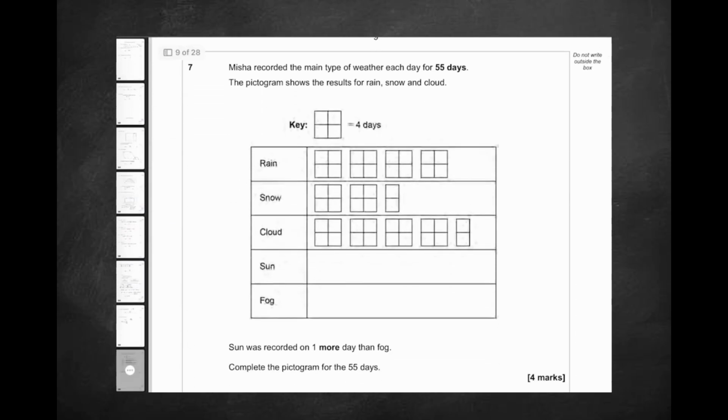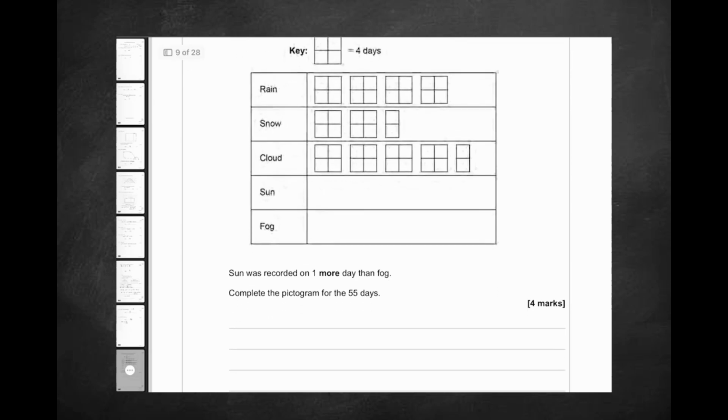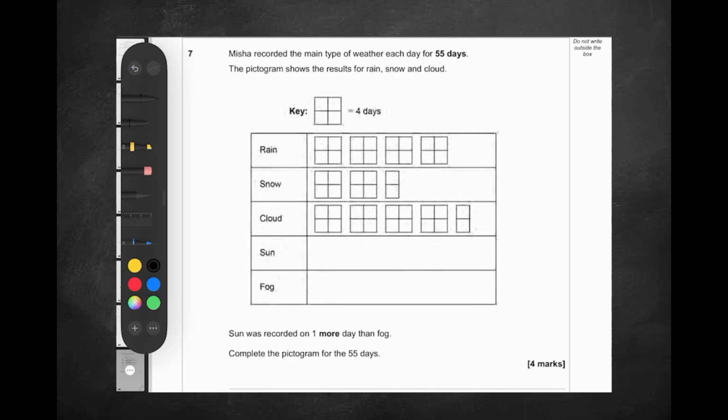And question number 7. Misha recorded the main type of weather each day for 55 days. The pictogram shows the result for rain, snow, and cloud. Sun was recorded on one more day than fog. Complete the pictogram for the 55 days. So, if this is our key and each square is 1 day, then something like this is representative of 2 days, and then 1 square will be 1 day, etc.